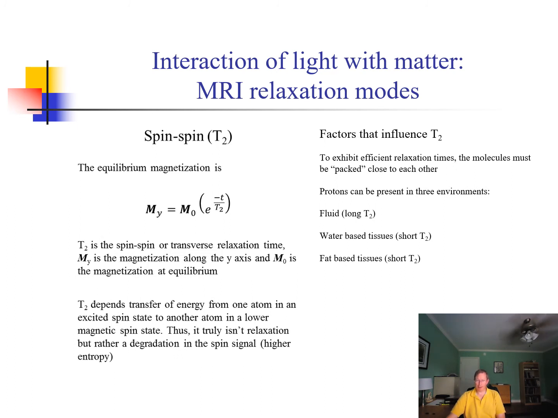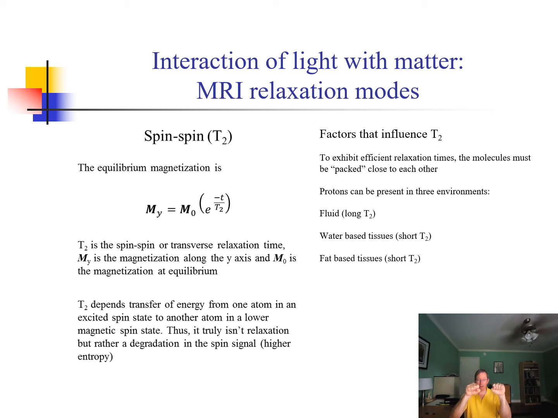T2 is a little different. Now, T2 is looking along a different axis, that y-axis, and it's hypothesized that it will also have a time constant associated with it, but it's a spin-spin relaxation. That's kind of a misnomer in my view to call it a relaxation, because what's happening is you have a hydrogen atom that has a spin state that's excited, and it comes up with another hydrogen atom which is in the ground state.